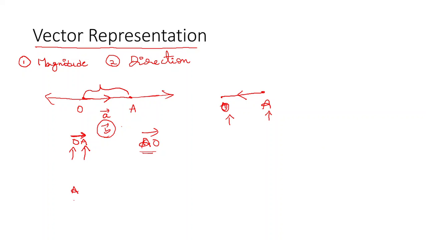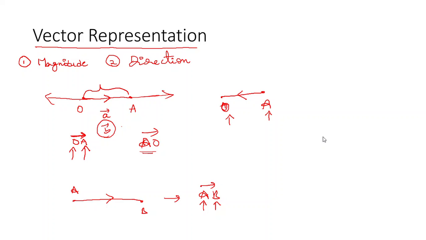So this is A, this is B. So how do we represent this? We represent this as AB bar. The starting point is A and the ending point is B. So we just represent this vector as AB bar. So the vector goes from A to B. Starts from A and ends at B.